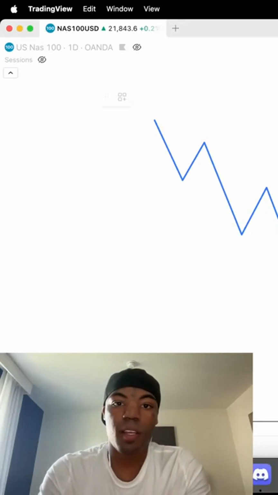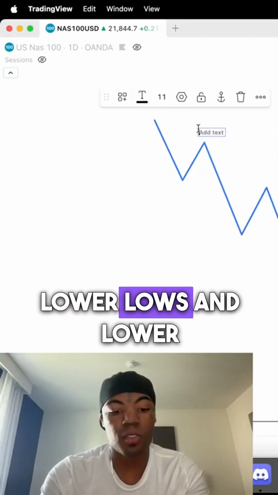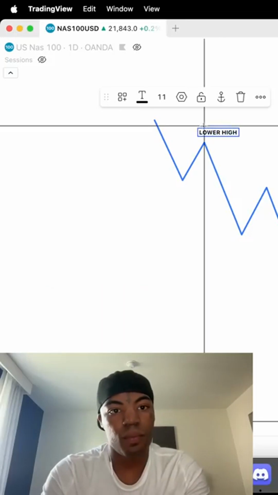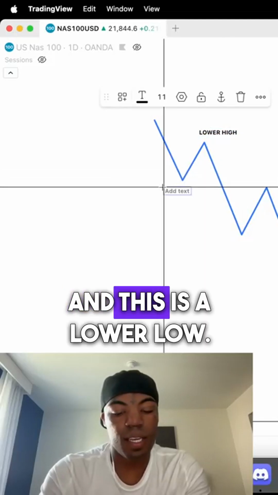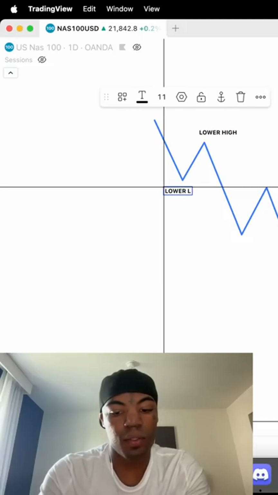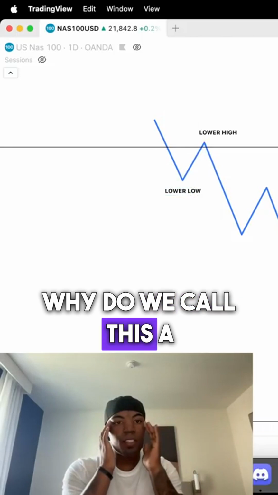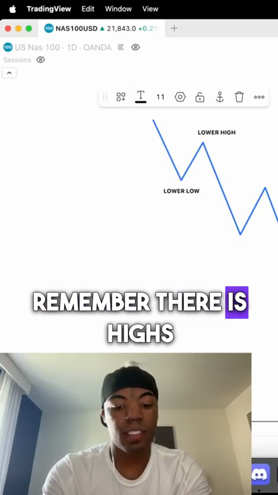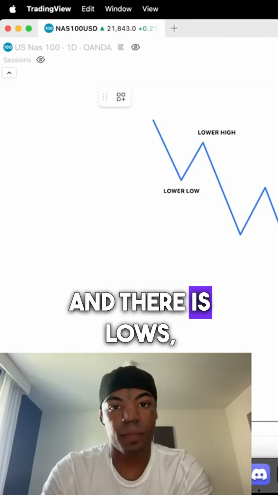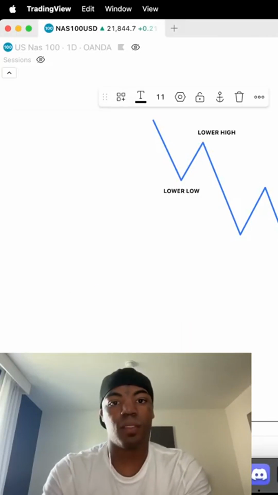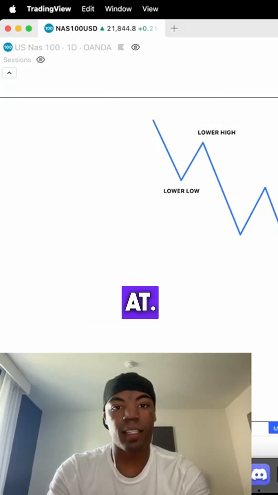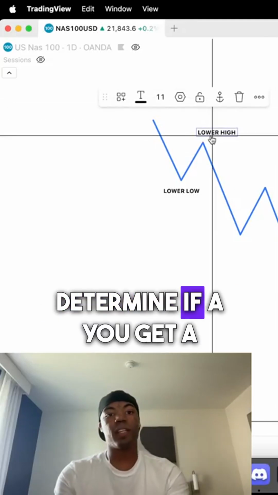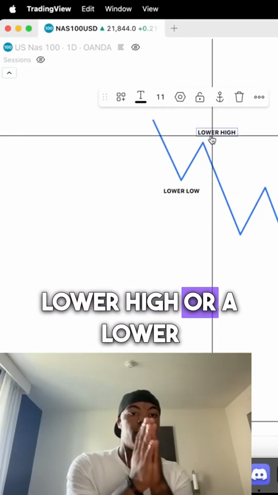This is where you start to learn. Now, a downtrend consists of lower lows and lower highs. So in this case, this is a lower high and this is a lower low, right? Why do we call this a lower low and a lower high? First, you need to remember there are highs and there are lows. These are two things that I look at. You start off with these, and this is what will determine if you get a lower high or a lower low.